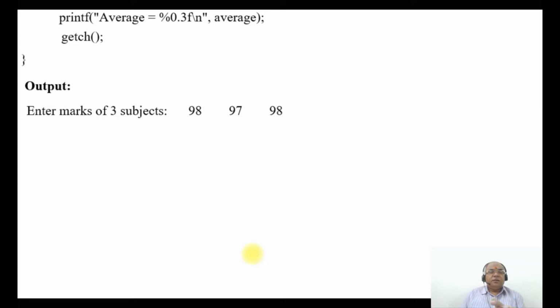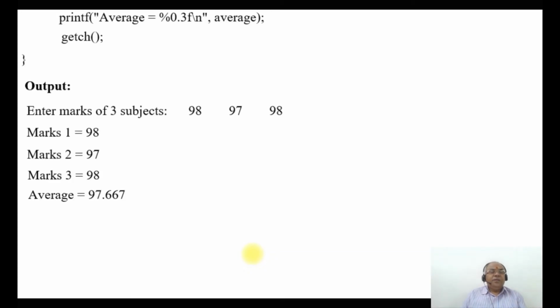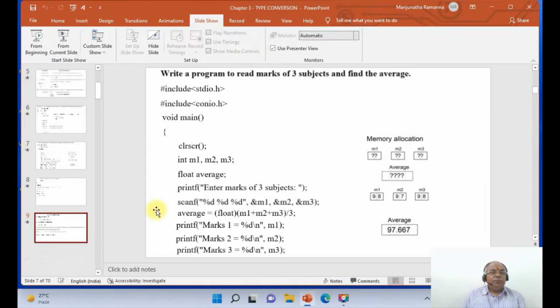Enter the 3 marks: 98, 97, 98. Then marks 1 will have 98, marks 2 will have 97, and marks 3 will have 98. The average will be 97.667. So this is how you will be able to get the answer. Now we will try to demonstrate this by writing a simple program.